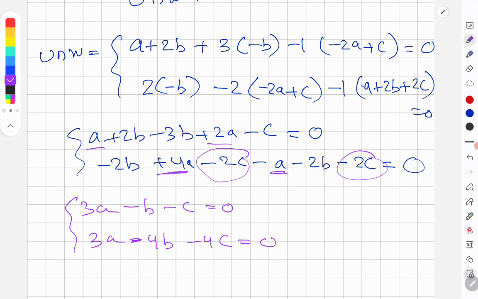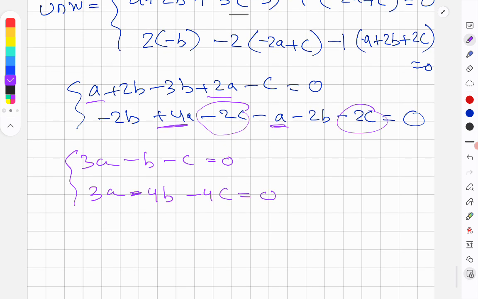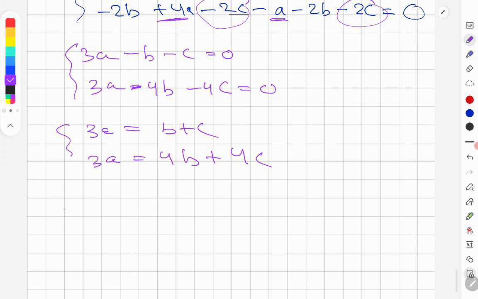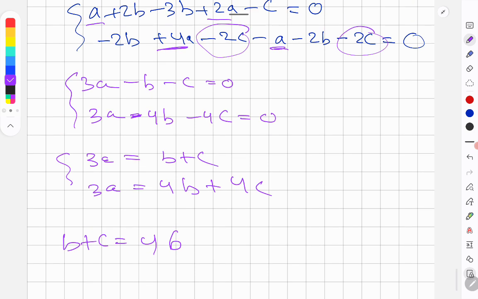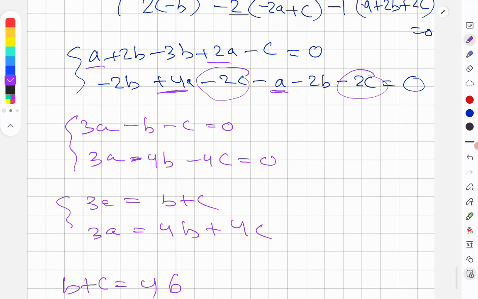So I want to get some relation, so I can write this way, 3a equal to b plus c, and here 3a equals to 4b plus 4c, so I can equate them, b plus c equals to 4 times of, no, there is something mistake, just a minute, I'm doing some mistakes.